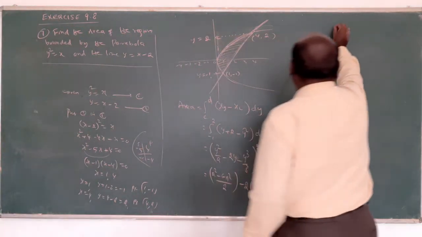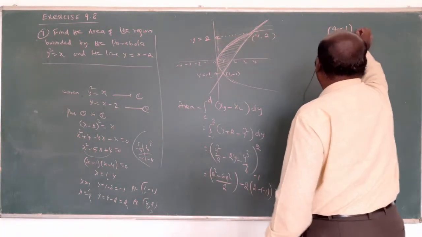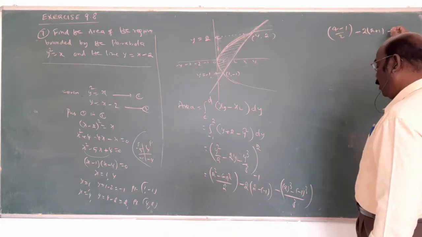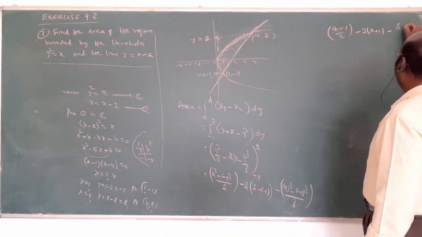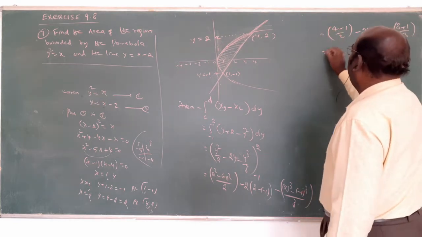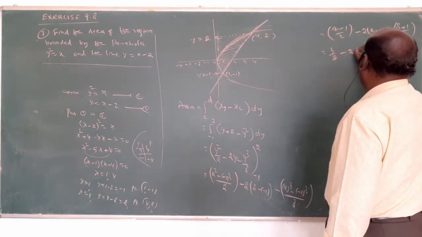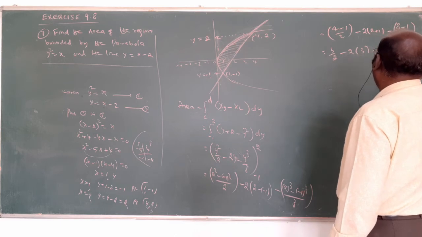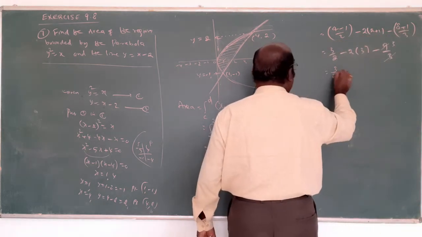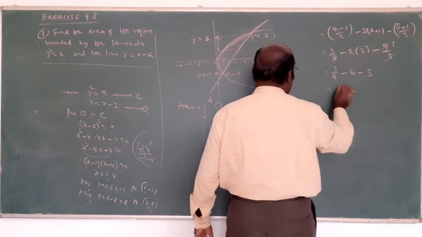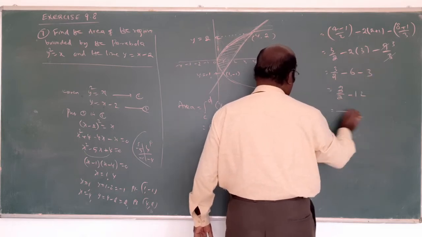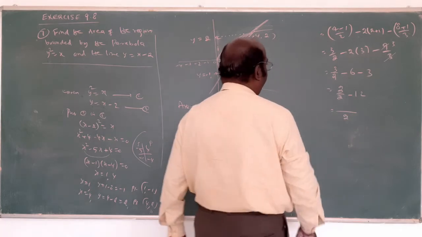Now 4 minus 1 by 2, here 2 into 2 plus 1, minus here 8 minus minus 1, plus 1 by 3. Now we get 3 by 2, 2 into 3, 9 by 3 is cancelled. Again 3 by 2, minus 6 minus 3. 3 by 2 minus 12. Now 2 is the LCM.